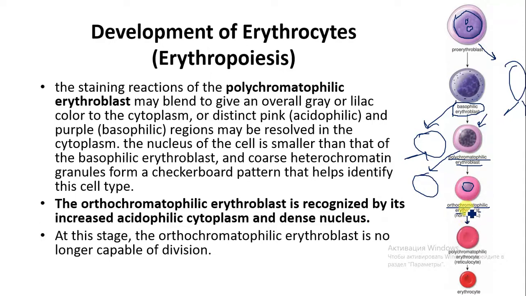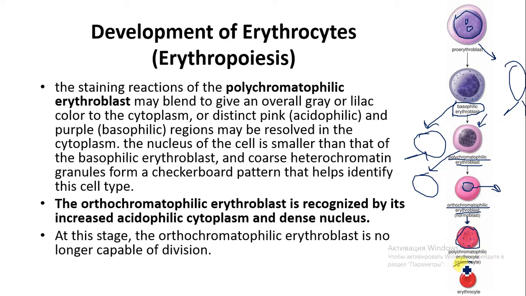And the next process here is the extrusion of the nucleus. The nucleus is extruded from the orthochromatophilic erythroblast, and only the cytoplasm of the cell remains. And the cytoplasm with hemoglobin inside, and also some remnants of ribosomes and remnants of some organelles, they're still present inside, and that's why it possesses some additional colors. It is not like a typical red blood cell, but inside we have remnants of other organelles, and that's why we named it a reticulocyte.